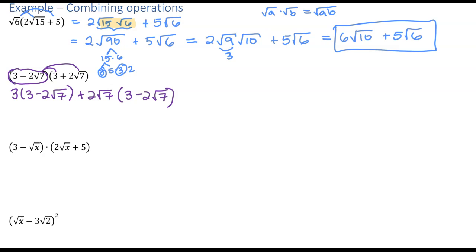So we block this all up. Think about it as a single thing that we distribute and multiply by the 3, and then distribute and multiply by the 2 root 7. And then if you're doing it this way, you will have to distribute again. So we will get a 9 minus 6 root 7 plus a 6 root 7, and then what's this one? Negative 4, I can multiply the 2's together, and then root 7 times root 7 is just 7. It's a root 7 squared.